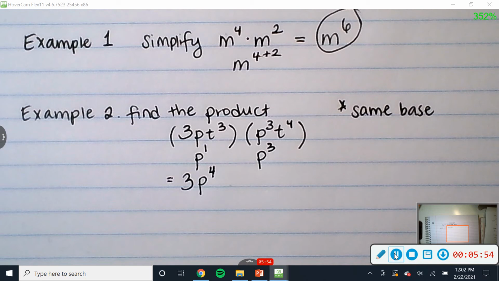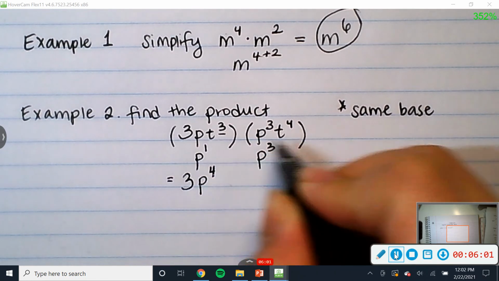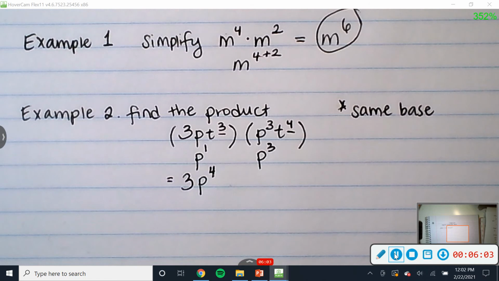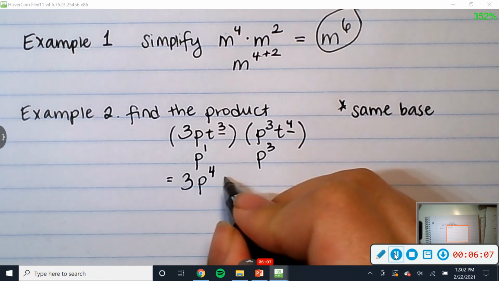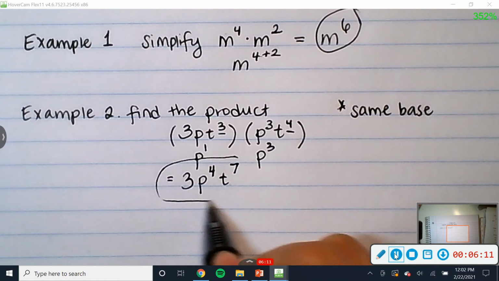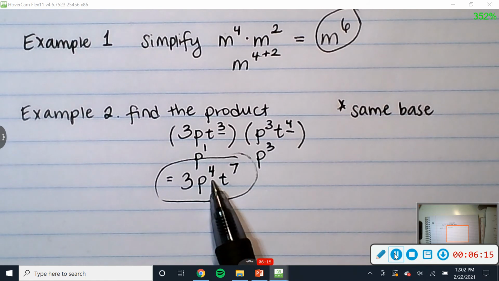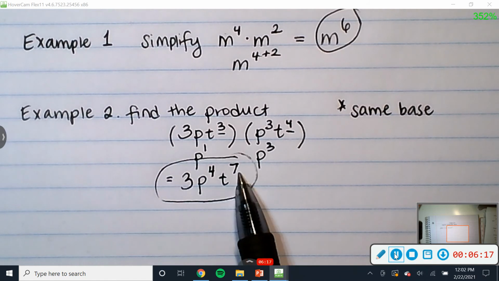And then I'm going to do the same thing for t. So here I have t to the 3rd power and t to the 4th power. Again, same base, so I can add their exponents together, 3 plus 4. So this gives me an exponent of 7. And this would be our simplified expression, 3 times p to the 4th, t to the 7th power.